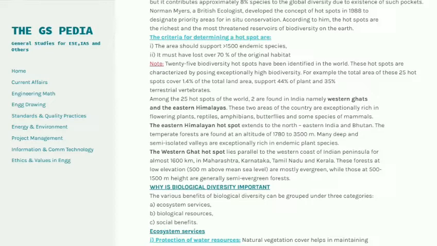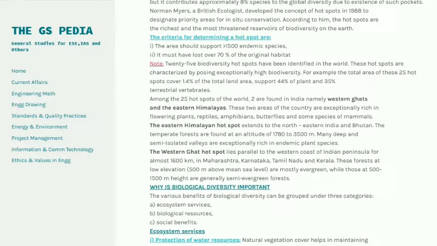Temperate forests are found at an altitude of 1780 to 3,500 m. Many deep and semi-isolated valleys are exceptionally rich in endemic plant species. The Western Ghat hotspot lies parallel to the western coast of the Indian Peninsula for almost 1,600 kilometers in Maharashtra, Karnataka, Tamil Nadu and Kerala. These forests at low elevation, below 500 meters above mean sea level, are mostly evergreen, while those at 500-1,500 m height are generally semi-evergreen forests.